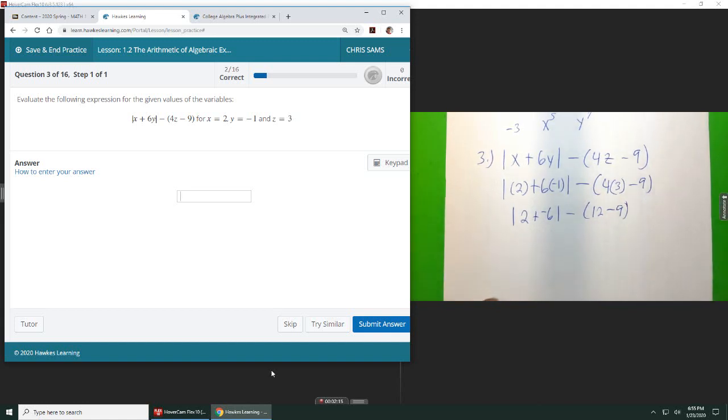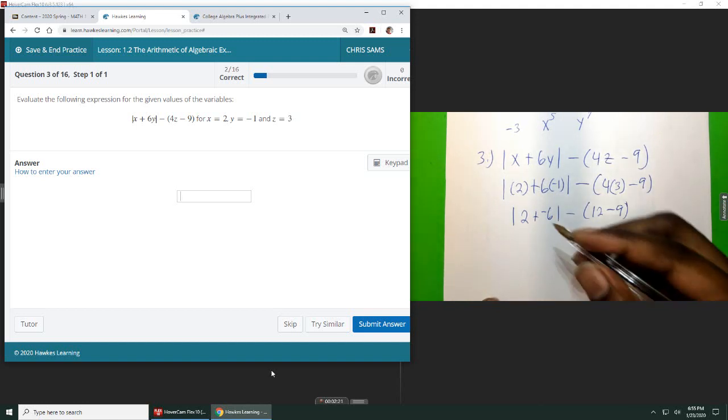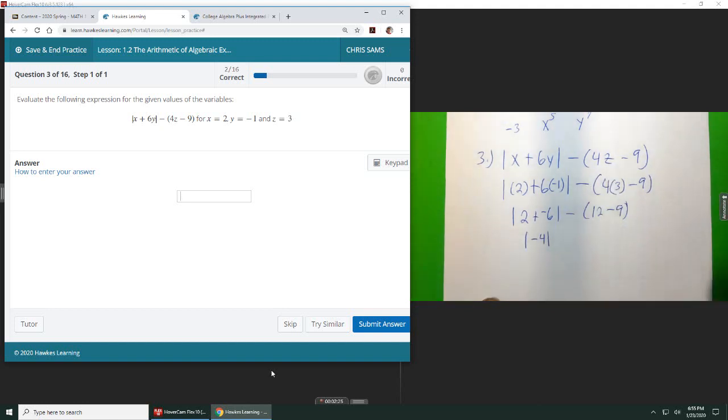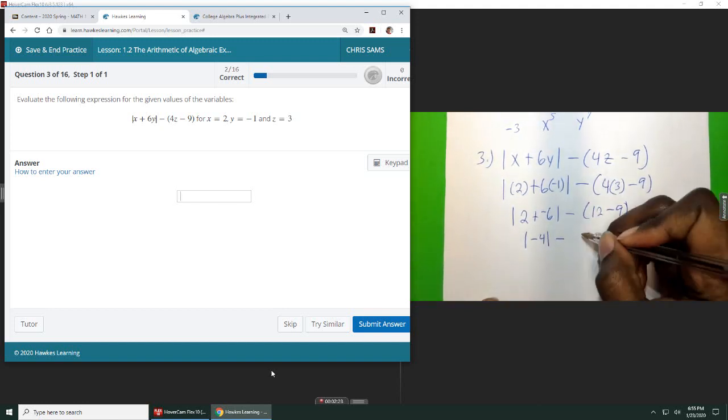Okay? Now I can evaluate inside the absolute value. 2 plus -6, we actually subtract. 2 minus 6 gives us a -4. So absolute value of -4 minus 12 minus 9 in parentheses, that is 3.